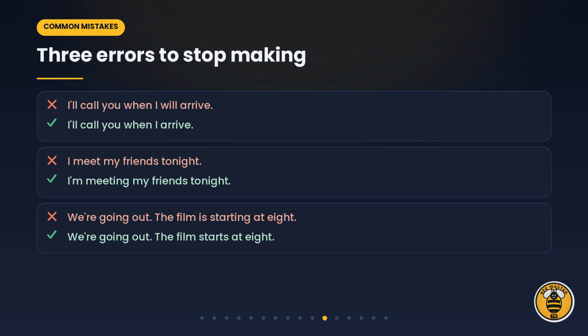And number 3 is the opposite error. The film is starting at 8. The cinema program is a timetable, so the present simple is the right choice. The film starts at 8.